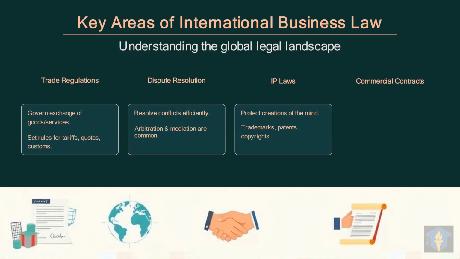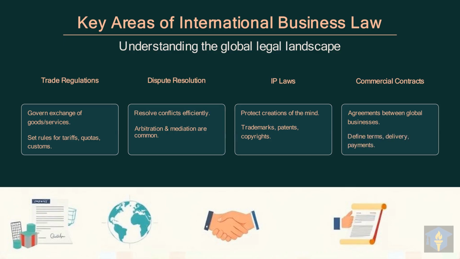Finally, commercial contracts form the foundation of international business agreements. These are binding agreements between global businesses that outline their mutual obligations. They define specific terms, delivery requirements, and payment arrangements for international transactions.